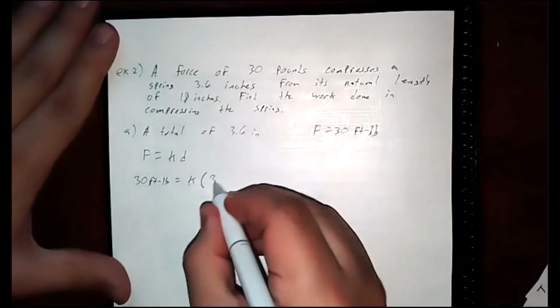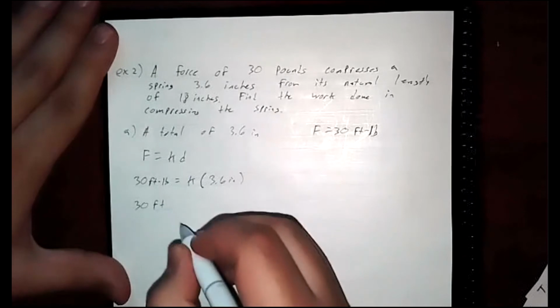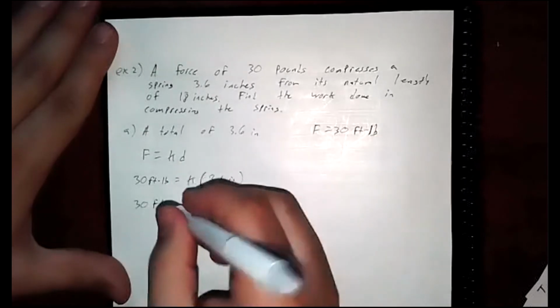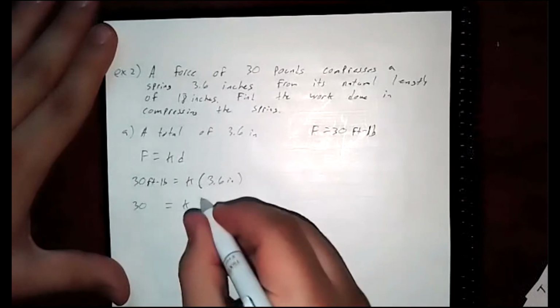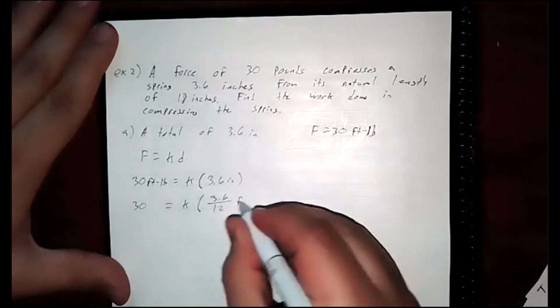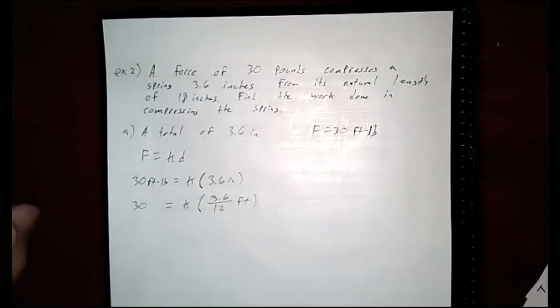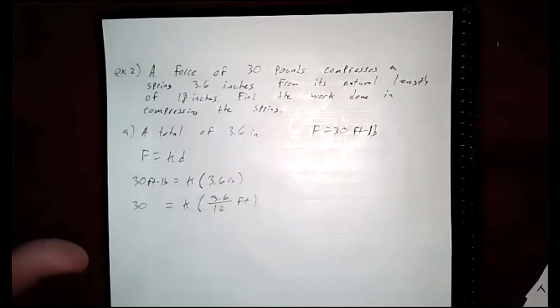So technically it is 3.6 inches. But if I want that in feet, right? So I want everything in the same units. This would be K times 3.6 over 12 feet, right? Technically. Let me grab my calculator because we got decimals going on.